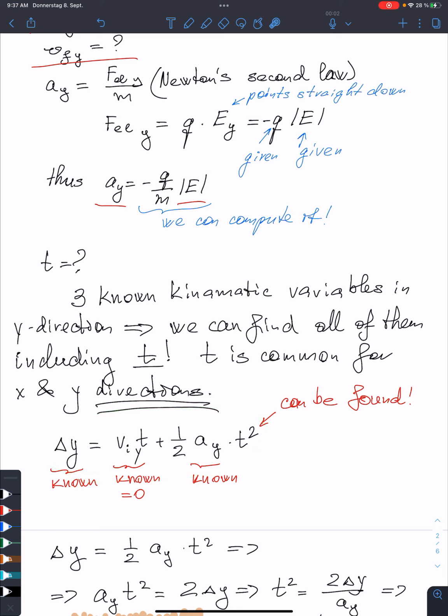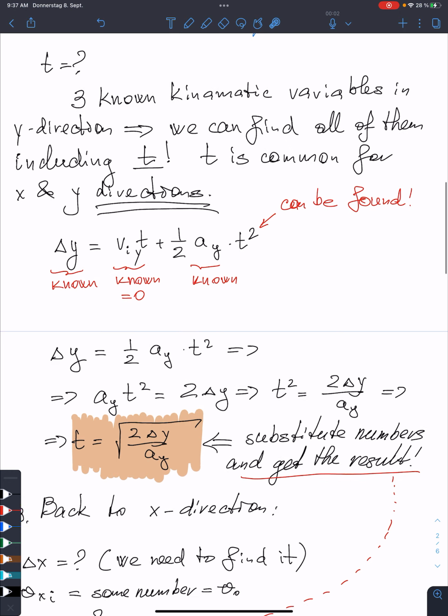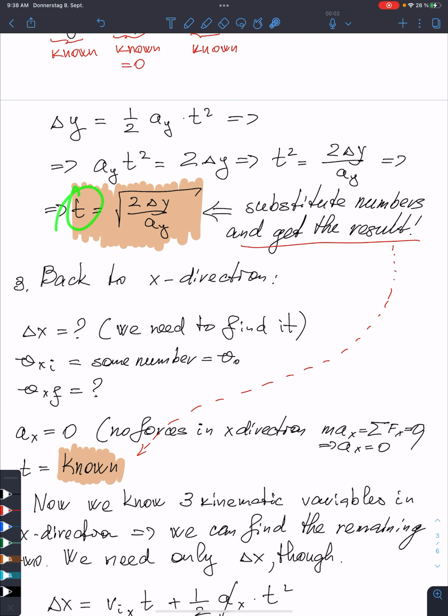Therefore we will be able to find time. In this case, the initial velocity in the y direction is 0, so this term would not contribute. The only terms which contribute are delta y and 1/2 times the acceleration in the y direction times t squared. So let me rewrite this equation over here. I can proceed and solve this equation for the time. Here is a solution. I will be carefully substituting delta y and a_y. Both of them are negative, so the negative sign will cancel, and at the end of the day, I will get a positive number under the square root. And I will be able to determine time.